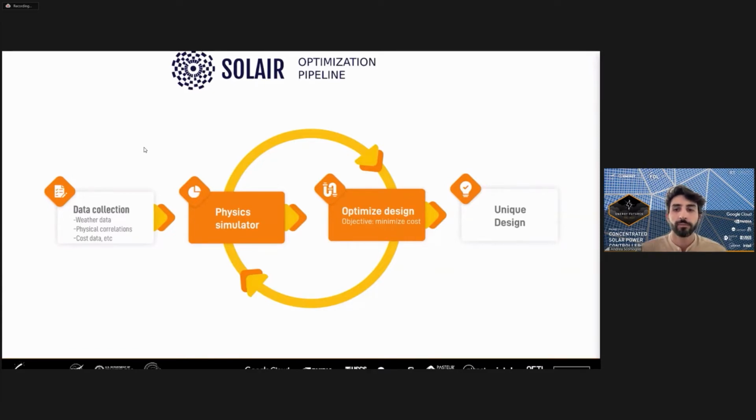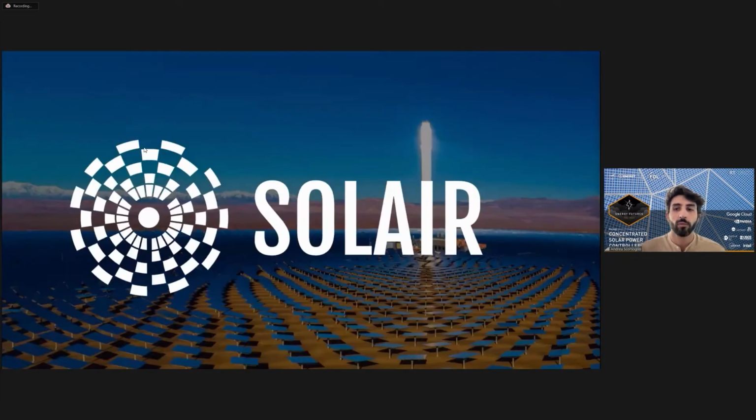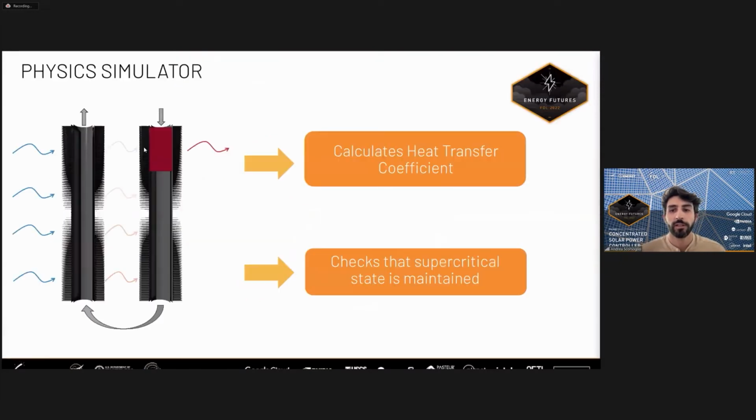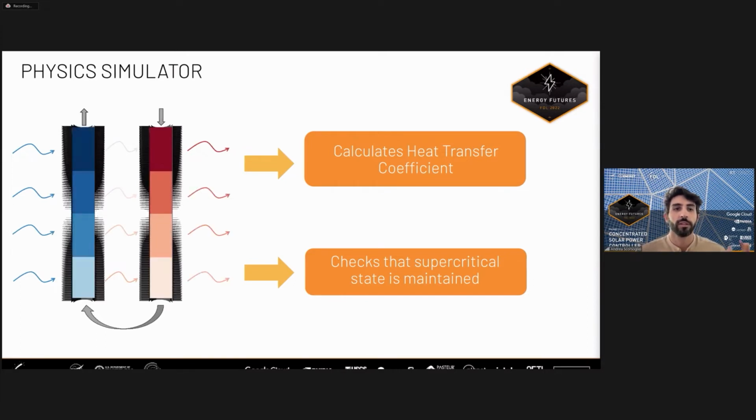So how does the simulator actually work? Well, first we discretize the problem, both in the direction of air and in the direction of CO2, as you can see here on the left. And then depending on the design, so the diameter of the tube, the fins, and the fan power, we solve the thermodynamical equations iteratively. And this allows us to calculate with great accuracy the heat transfer coefficient throughout the heat exchanger and maintain the CO2 in supercritical state, which is very important for maintaining the plant working.